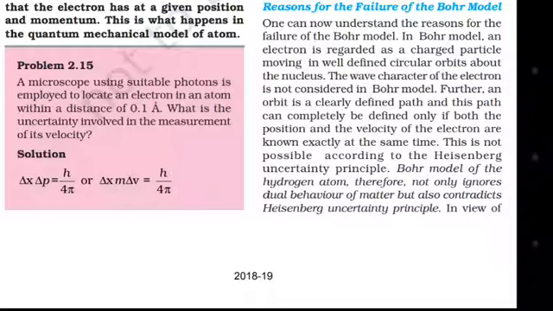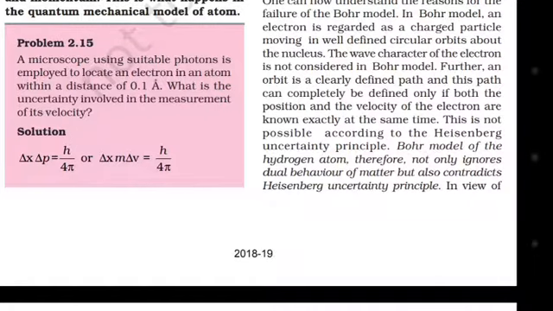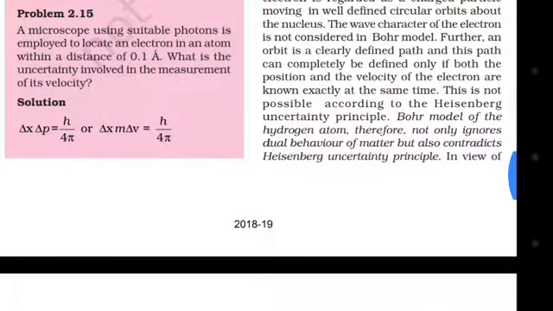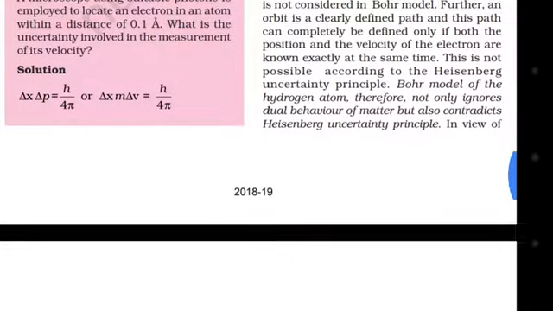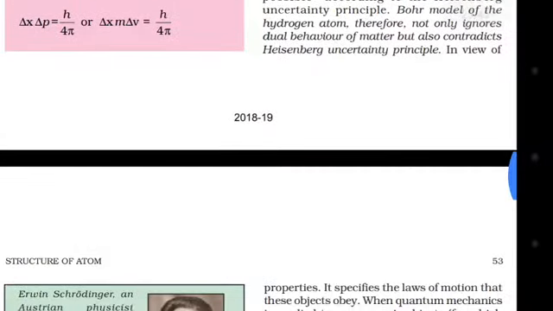Further, an orbit is a clearly defined path, and this path can be completely defined only if both the position and the velocity of the electron are known exactly at the same time. This is not possible according to the Heisenberg uncertainty principle. Bohr model of the hydrogen atom therefore not only ignores dual behavior of matter but also contradicts Heisenberg uncertainty principle.